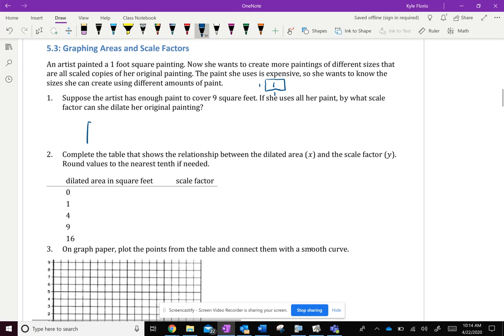So if she could cover 9 square feet, if she uses all the paint, by what scale factor can she dilate the original painting? So if I want to go from this painting to this painting, what did she multiply the sides by? And I think it had to have been 3, right? If these were both 3, 3 times 3 will give me that 9. So if she multiplied the base and the height, the dimensions by 3, the scale factor K would have to be 3. If you want to call it K or if you want to call it scale factor, it doesn't matter.